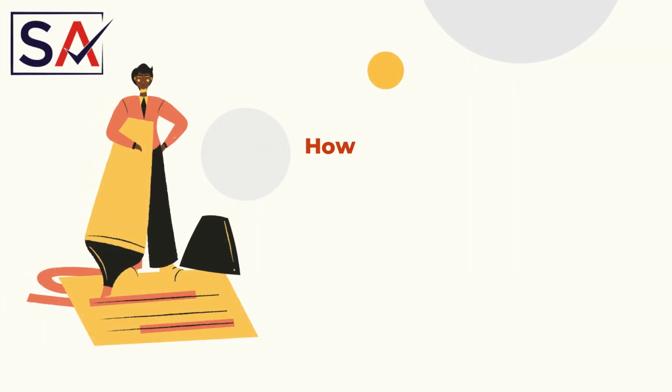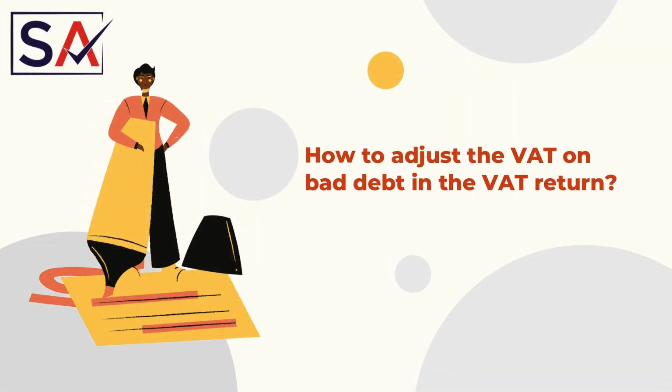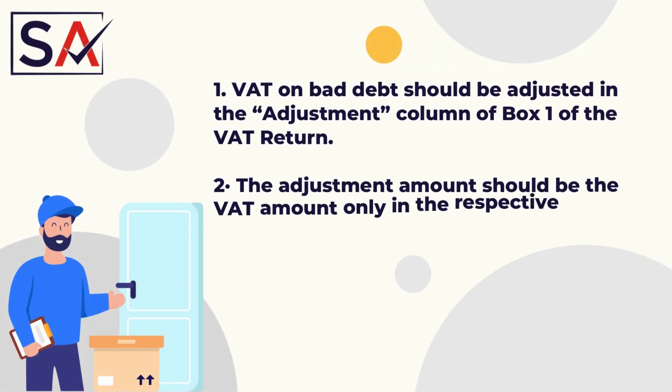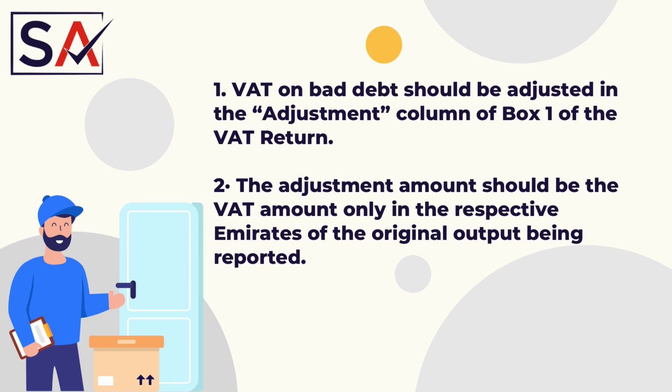Now we will look into how to adjust the value-added tax on bad debt in the value-added tax return. You have to keep in mind that any adjustment on account of bad debt relief should be made in the adjustment column of box 1 of the value-added tax return. The adjustment amount should be the value-added tax amount only and should be reported for each emirate, where applicable, in accordance with the respective output tax amount being adjusted.